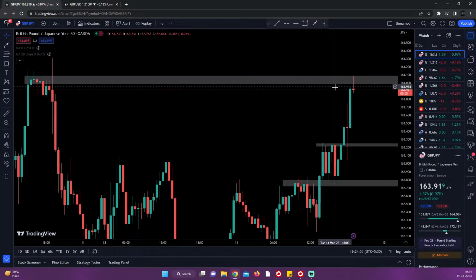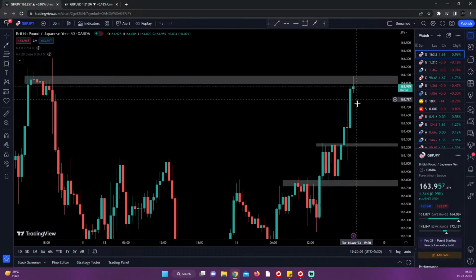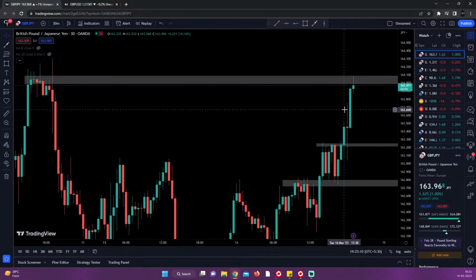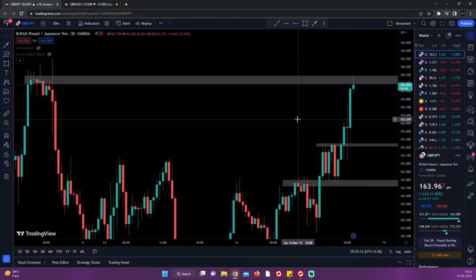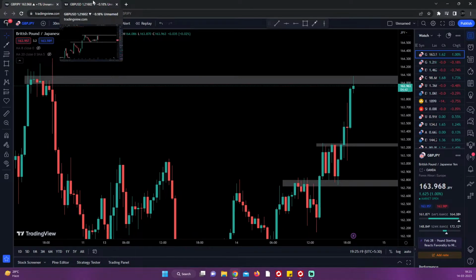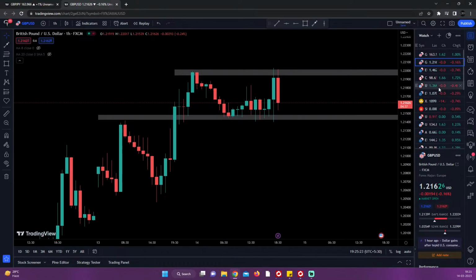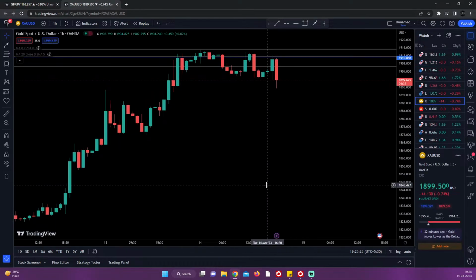So GBP JPY is still nothing over here. I think this candle will be closing like this only, and the next candle might just break the low and continue moving down to create a higher high or to form some sort of support. So that can also happen. Let's have a look at gold.